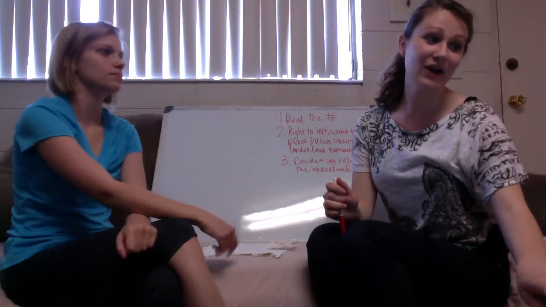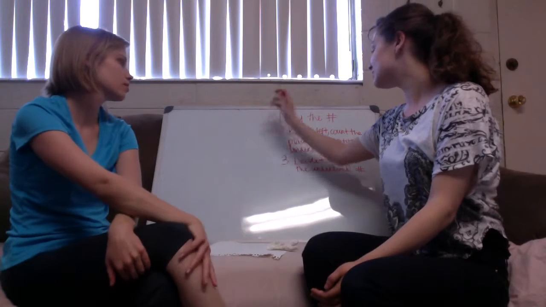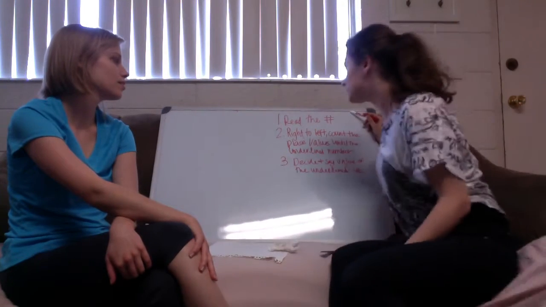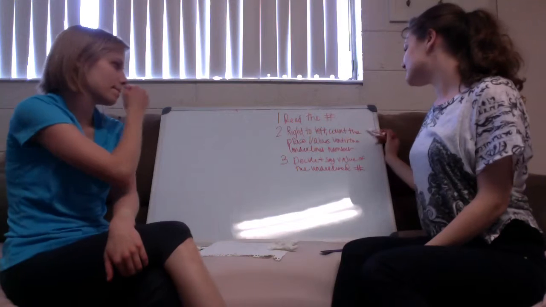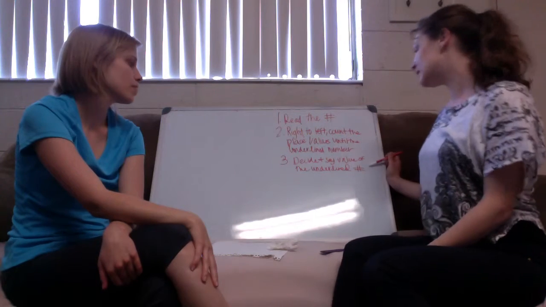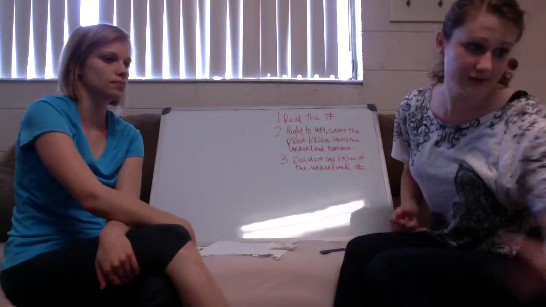Great. So when I count and say the place values of numbers, all I need to do is to practice these 3 steps. So the first thing I'm going to do is I'm going to read the number. And then right to left, I'm going to count the place values until the underlined number. And last, I'm going to decide and say the place value of the underlined number. Alright, so let's try an example.